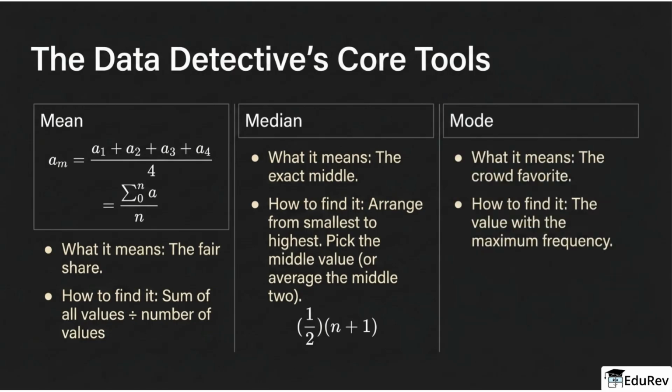Third is the mode, which simply represents the crowd favorite. You find it by identifying the value with the maximum frequency. These tools work perfectly for a handful of numbers. But what happens when our data sets get massive?